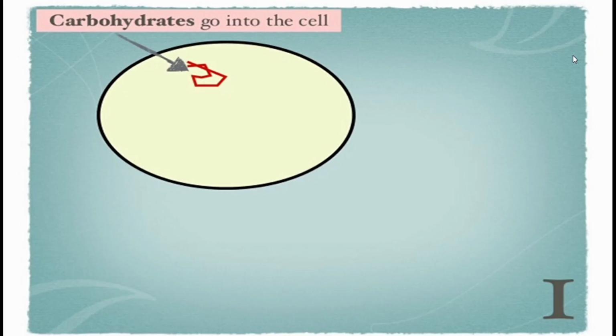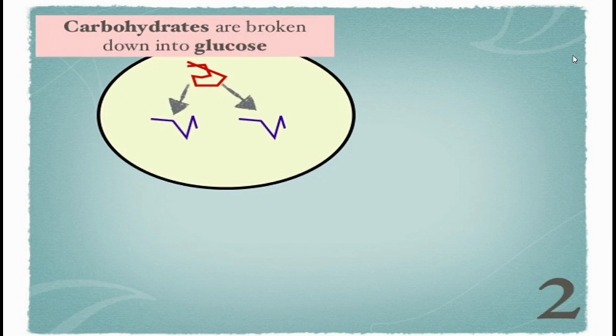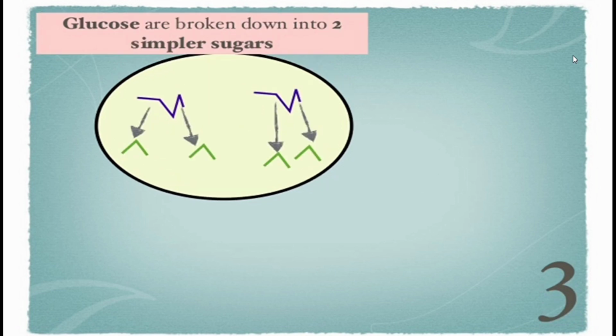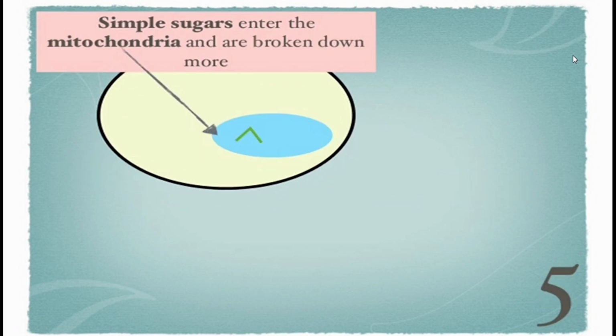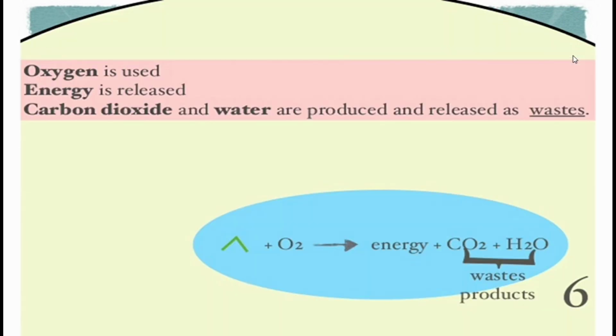Let's have the diagram. Carbohydrates go into the cell, and then the carbohydrates are broken down into glucose, which is the sugar. Then glucose is broken down into 2 simpler sugars, and energy is released. Simple sugars enter the mitochondria and are broken down more. Oxygen is used, energy is released, and carbon dioxide and water are produced and released as wastes. Yan po yung cellular respiration.